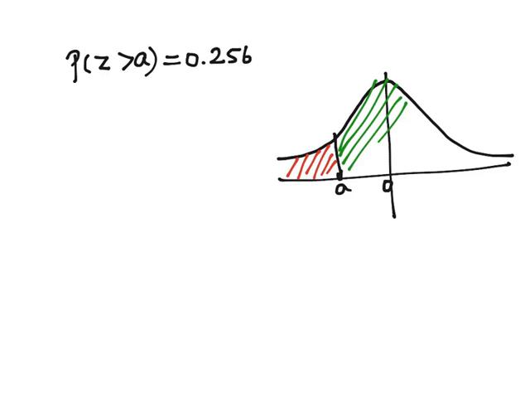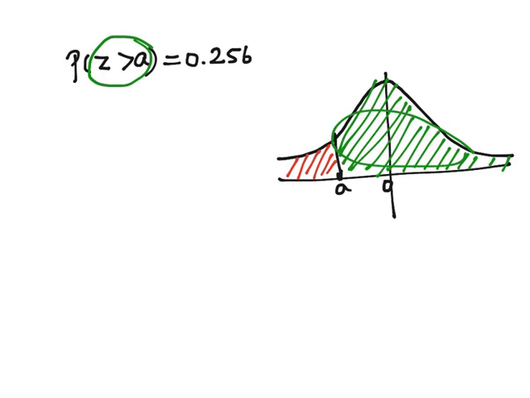Tell me please, which area is P of Z more than A? So more than A means right hand side. So we are talking about this area. Now according to the problem, this area is 0.256. Now tell me, students, is this possible? Can this area be 0.256?